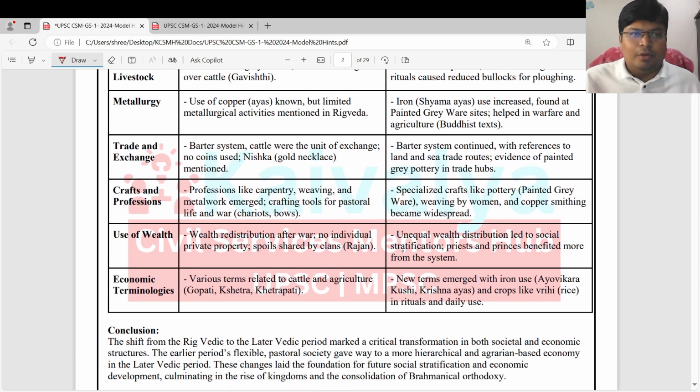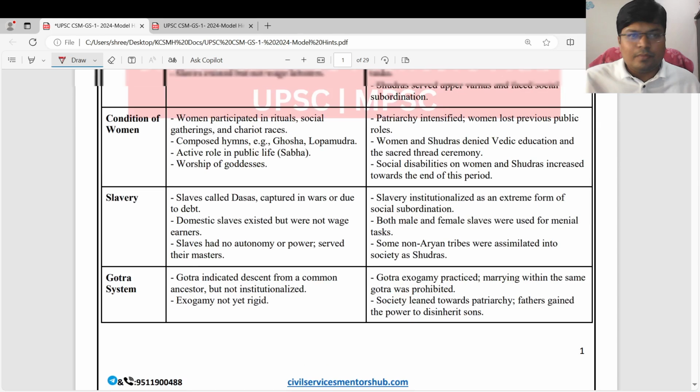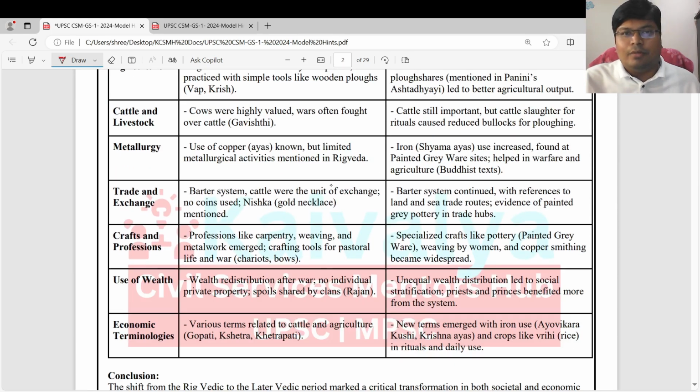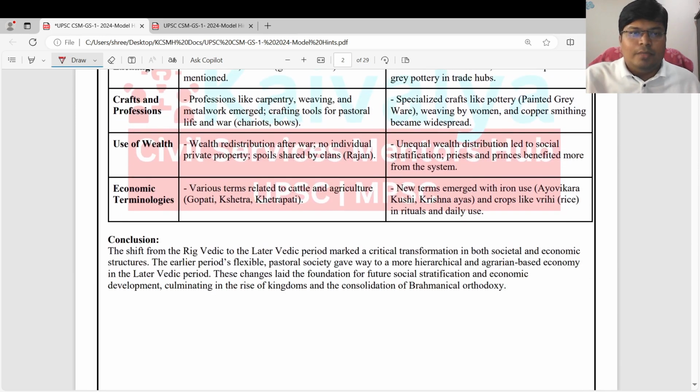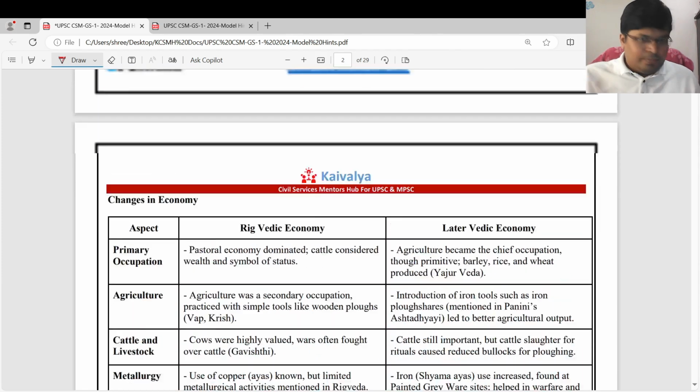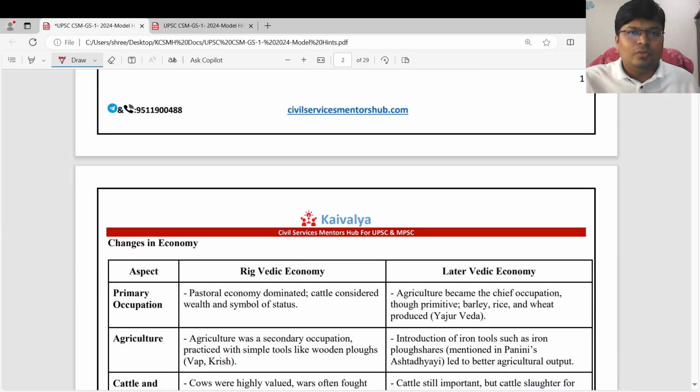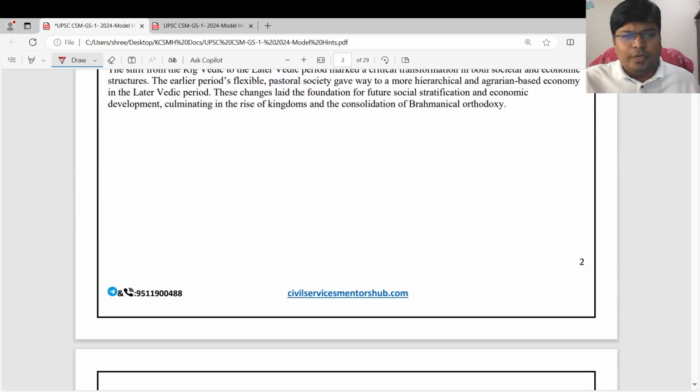And then economic terminologies. There are 4 to 5 points in the first part, and the remaining 4 to 5 points you can cover in the second part of the answer. And obviously you could conclude it by drawing the similarity between both phases, the Rig Vedic period and the later Vedic period. So that is one thing. And this question was an easier one, because it is linked with the previous year question paper. It's 2013, 2014, I think.